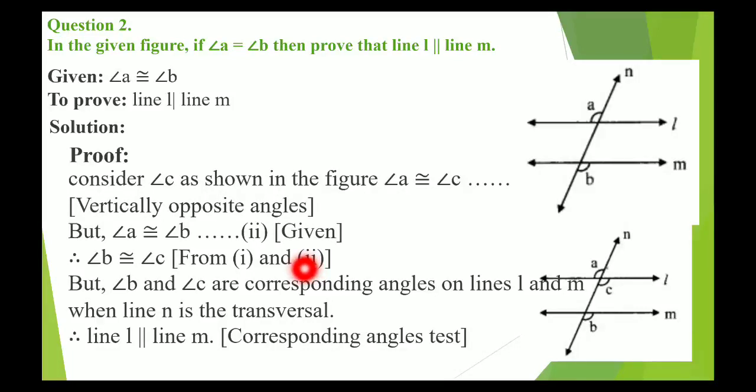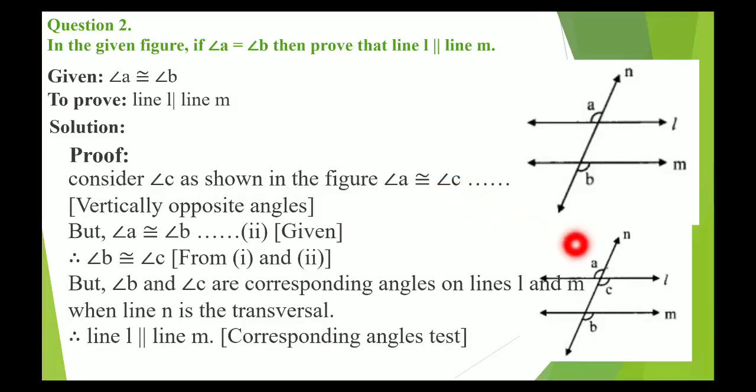If you're not writing the reasons, you're simply writing that angle A is congruent to angle B, angle C is congruent to angle C. Without any reason, marks will not be given. So if you see this second statement, angle A is congruent to angle B. If we compare statement number 1 and statement number 2, here also angle A is there, here also angle A is there. Therefore, I can say that angle B is congruent to angle C.